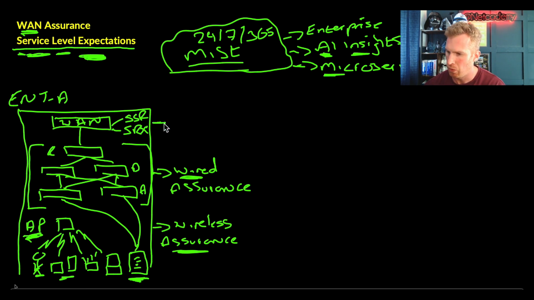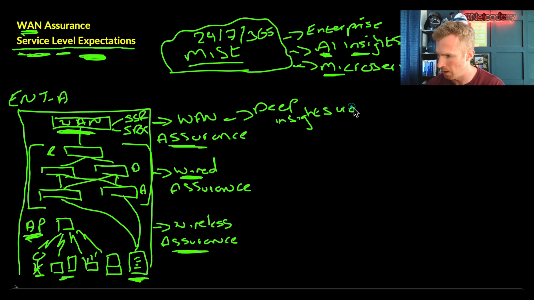And guess what? For those session smart routers, for those SRX devices that are providing that WAN SD-WAN connectivity, this falls under, guess what? WAN assurance. And that is what basically WAN assurance is, it's providing the AI insights, the deep insights via AI. And why is that important?